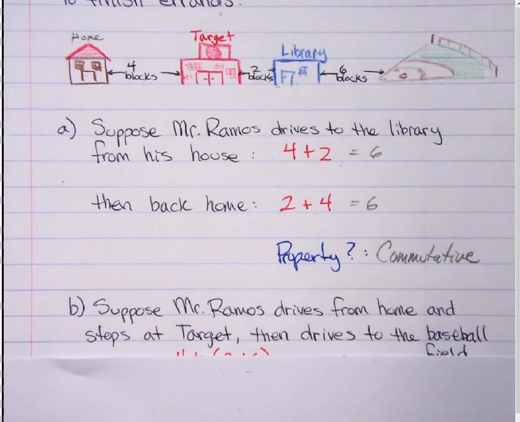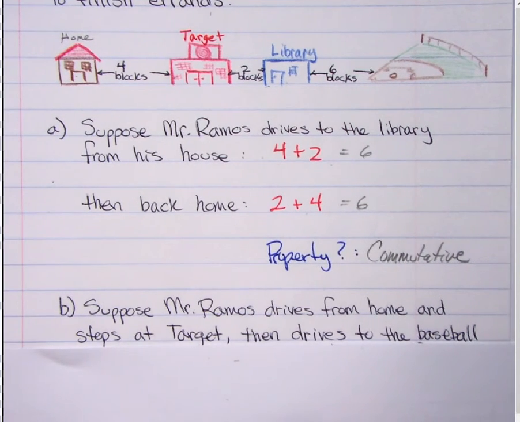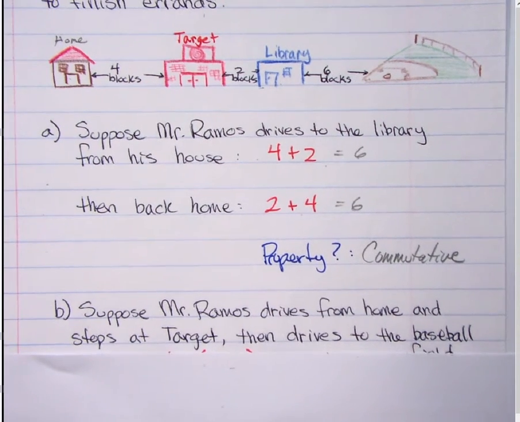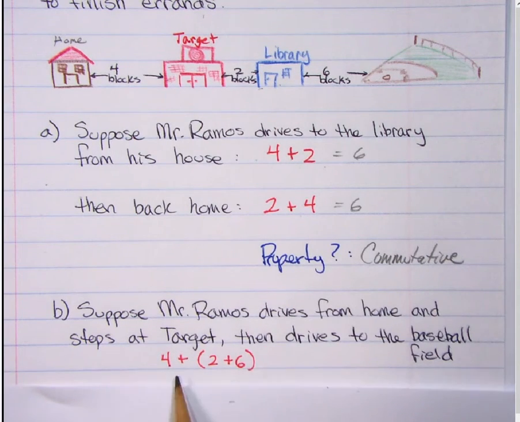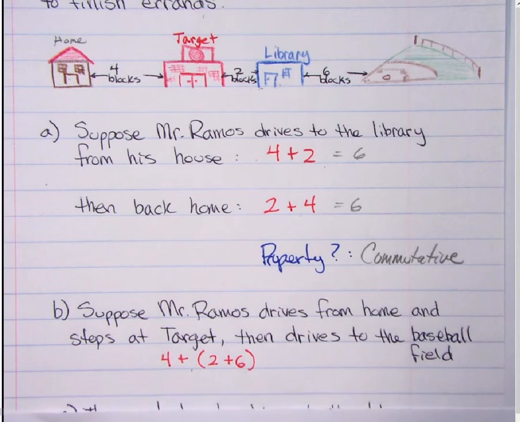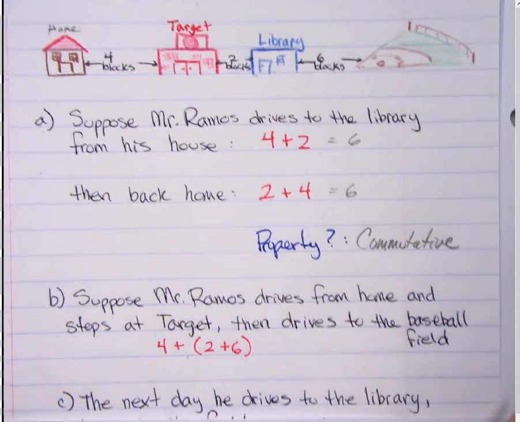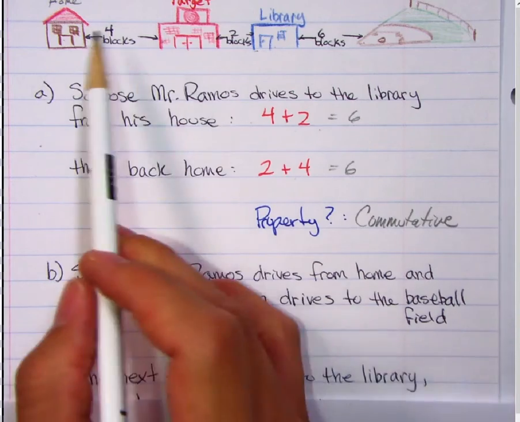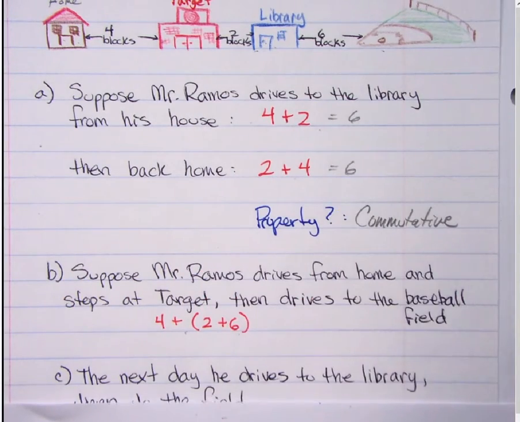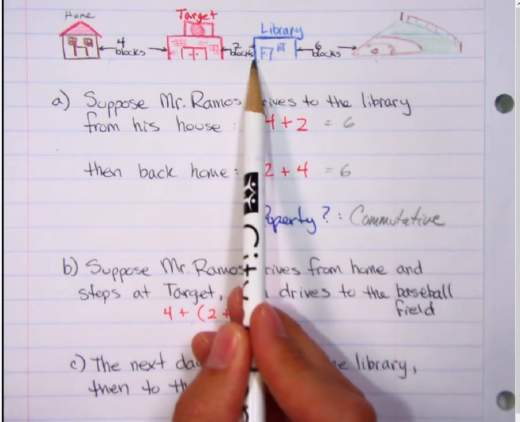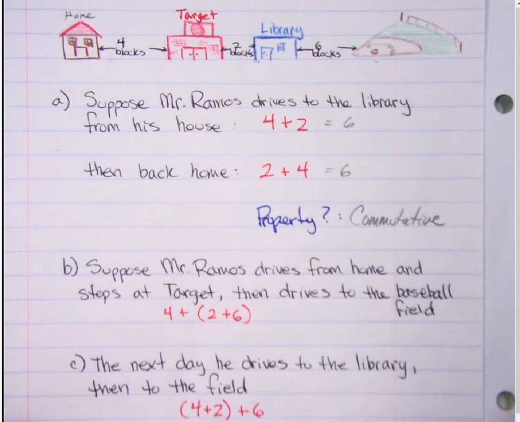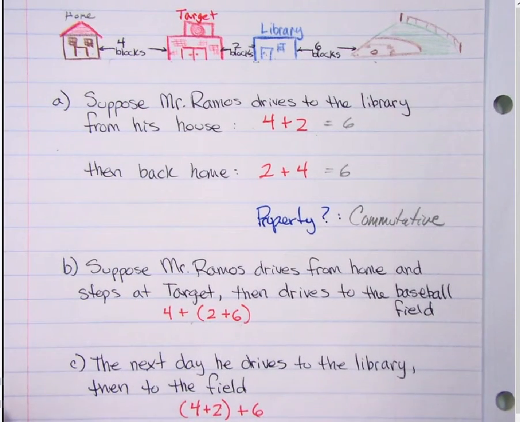Now let's suppose that I drive from home and go to Target, and then I drive to the baseball field. That would be shown like this: I go 4 blocks, then 2, and 6 more blocks to get to the baseball field. Now let's suppose the next day I drive all the way to the library first, and then to the baseball field. In this instance, I go 4 plus 2 first, to the library, and then another 6 blocks to get to the baseball field.